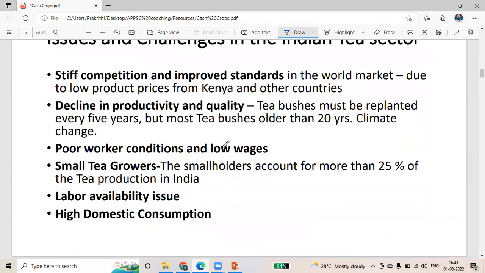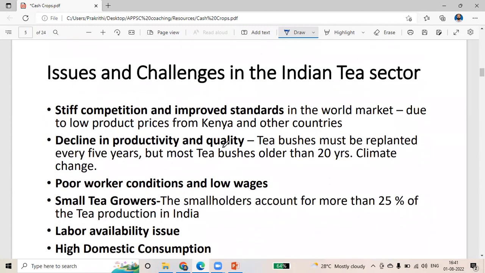So there are certain challenges in the tea sector. One is stiff competition and improved standards. We have a lot of competition, not only from India but from many places outside. China, Kenya, Brazil, from many places we are facing competition in tea production. So with stiff competition on one side, we have to continuously improve the standard. That is one of the challenges that we are facing.